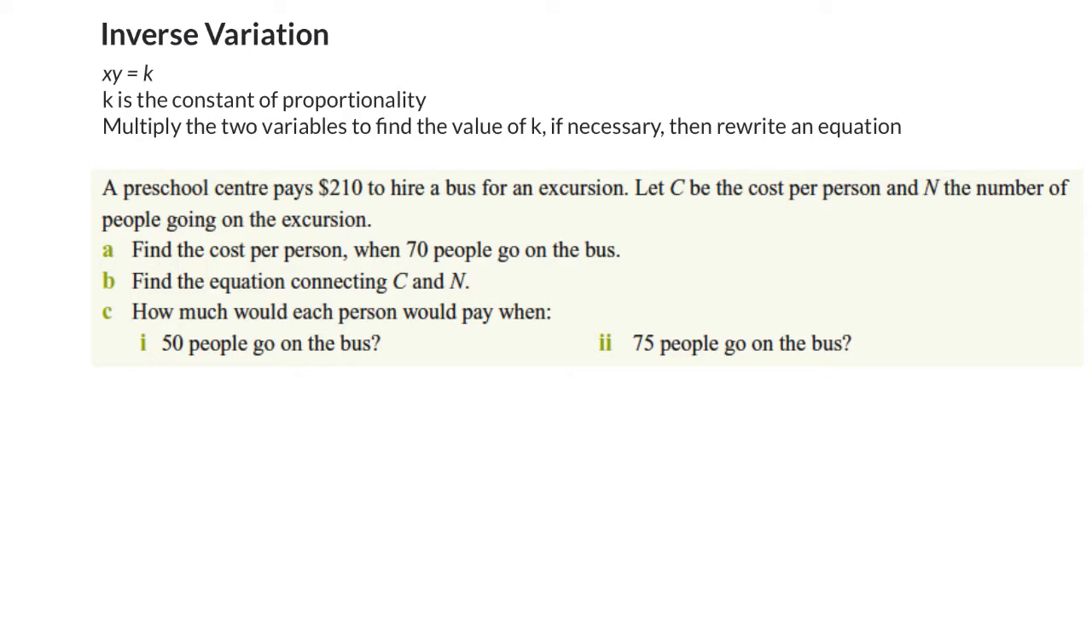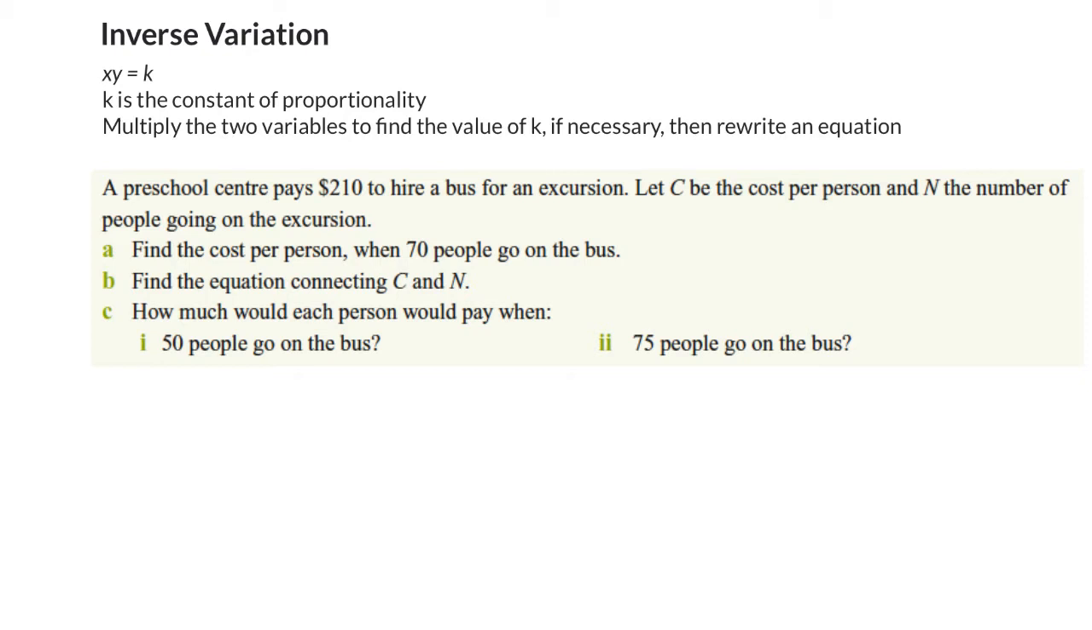Okay, so the first thing is we write these inverse variation equations in the form x times y equals k, but normally we don't use x and y. We use practical variables like c and n and t, maybe C for cost, N for number of people, and T for time, where k is the constant of proportionality.